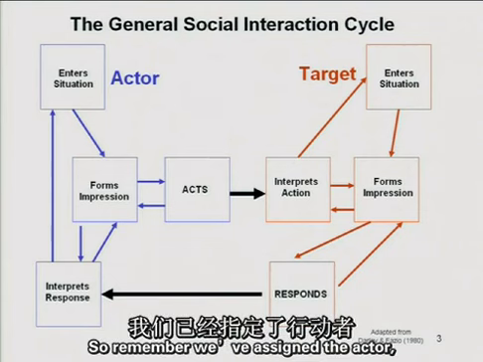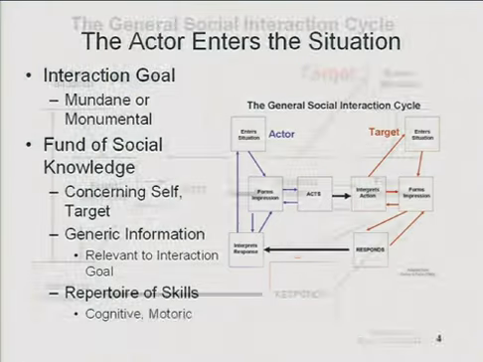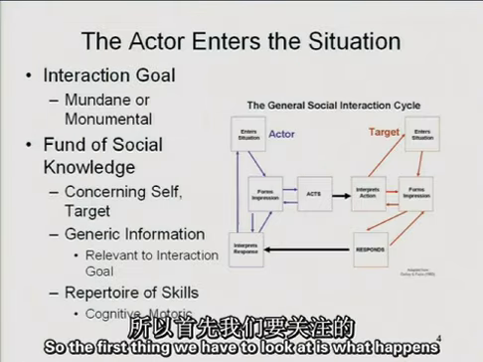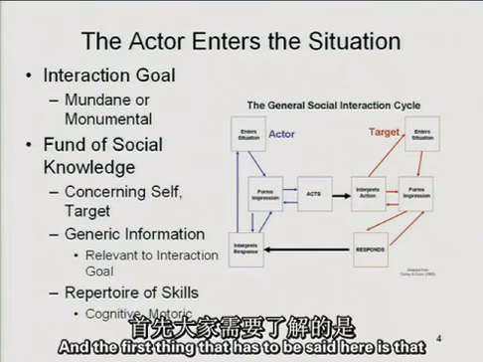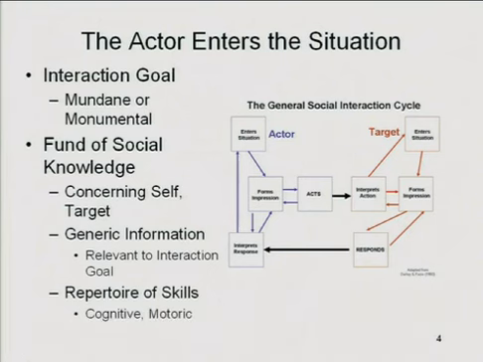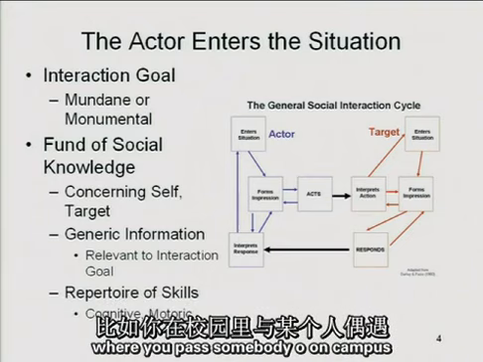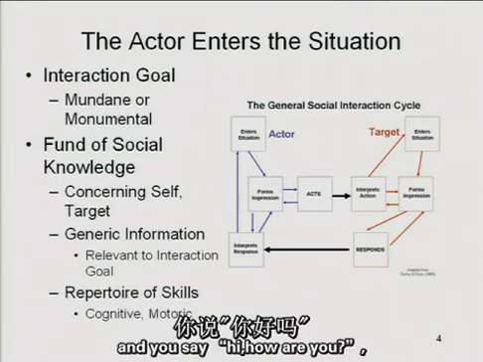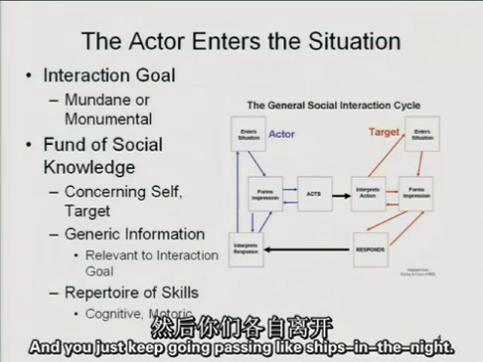So remember, we've assigned the actor role to the individual who initiates the interaction. So the first thing we have to look at is what happens as the actor enters the situation with the target. And the first thing that has to be said here is that the actor enters the situation with some kind of goal in mind, something that he or she wants to accomplish. That's probably true even in the most mundane of social interactions, where you pass somebody on campus and you say, "Hi, how are you?" And he says, "Fine, how are you?" And you say, "Fine," and you just keep going, passing like ships in the night.